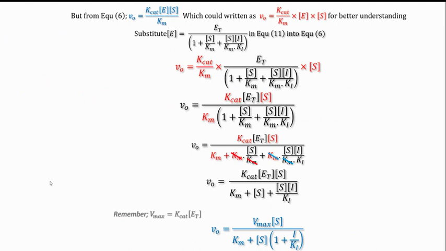Now, from equation 6 we already have that. So if we substitute E in that equation, it is going to give us our equation. Just pause the video and go through how it is calculated, and then at the end of the day we have that V0 is equal to Vmax multiplied by S all over Km plus S multiplied by that factor.